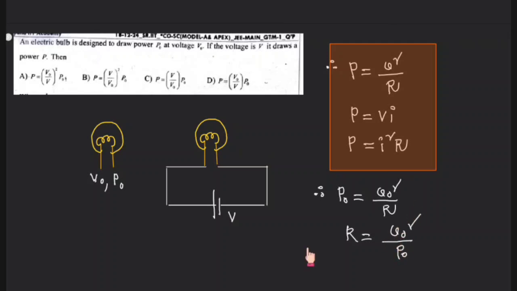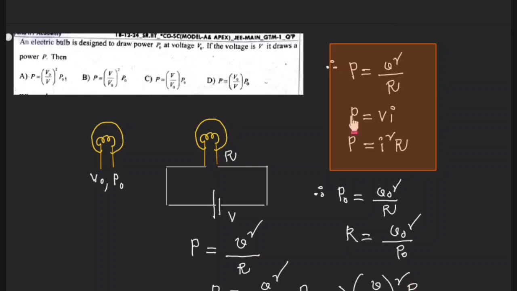So therefore R is equal to V0 square by P0. That is the resistance. Now this is the resistance of the bulb, and all the voltage drops across this resistance. The power it consumes is again V square by R. Now this V is not the rated voltage, it is the dropped, supplied voltage. So P is equal to V square by R, which can be written as V square into P0 by V0 square. Therefore the answer is (V by V0) whole square into P0.